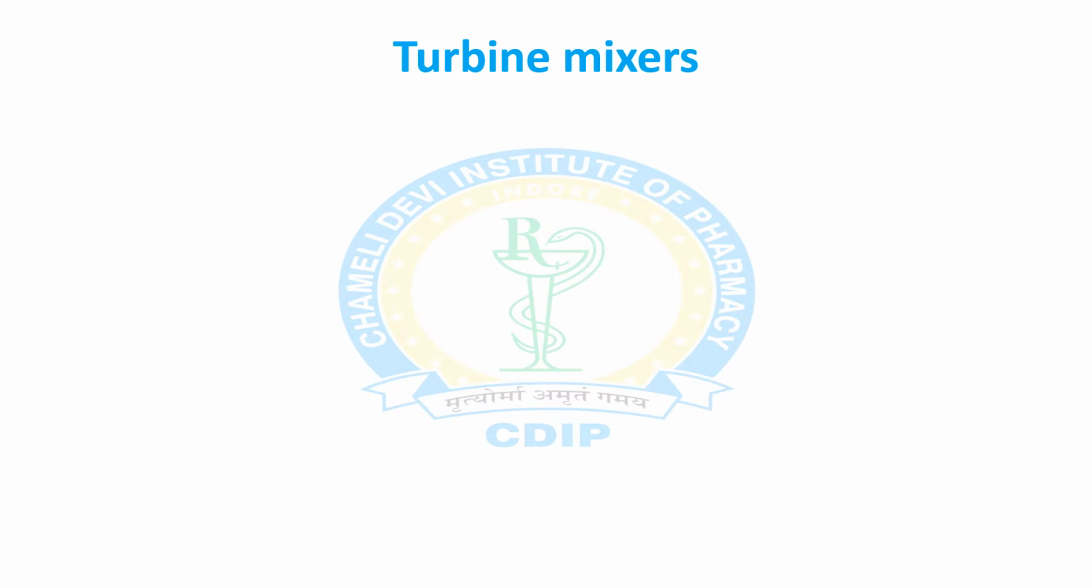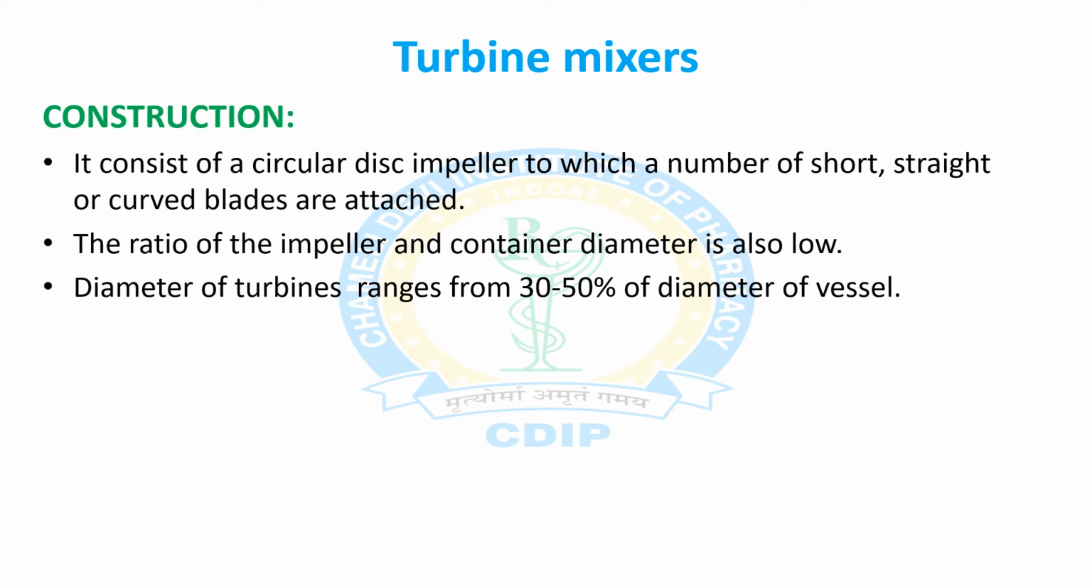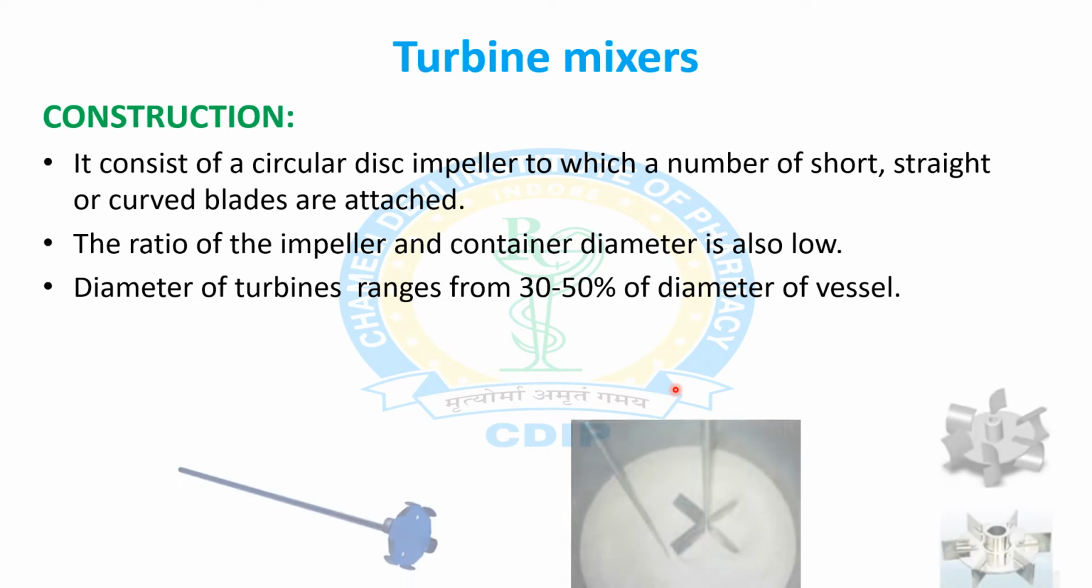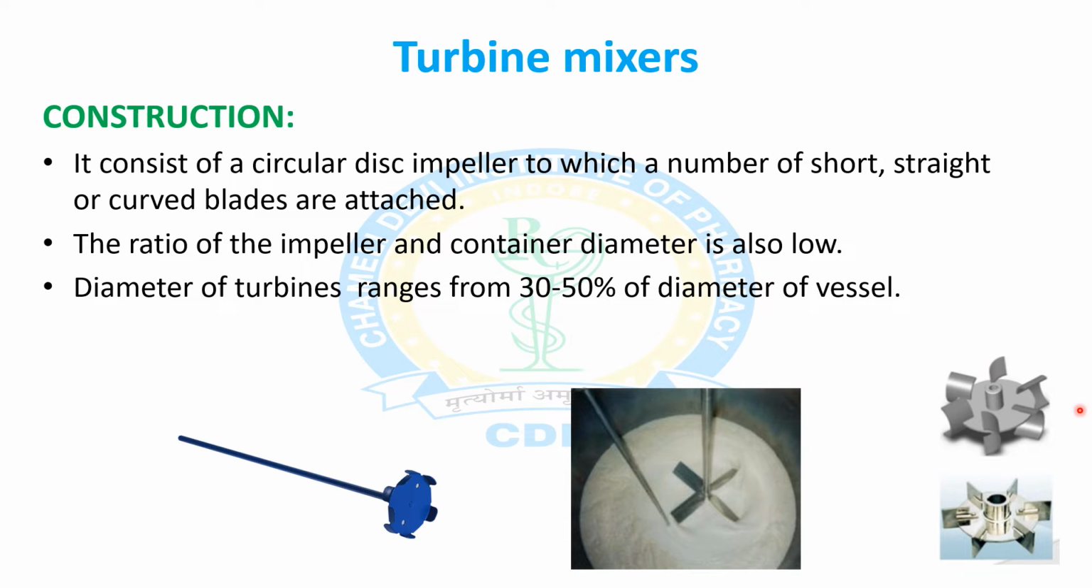Now the next type of mixer is the turbine mixer. First of all, let's see the construction. It consists of a circular disc impeller to which short straight curved blades are attached. And these mixers are different from propellers as they are rotated at a lower speed than propellers. And here also the ratio of the diameter of the impeller and container is low. Here the diameter of turbines ranges from 30 to 50% of the diameter of the vessel. So these are the turbine mixers.